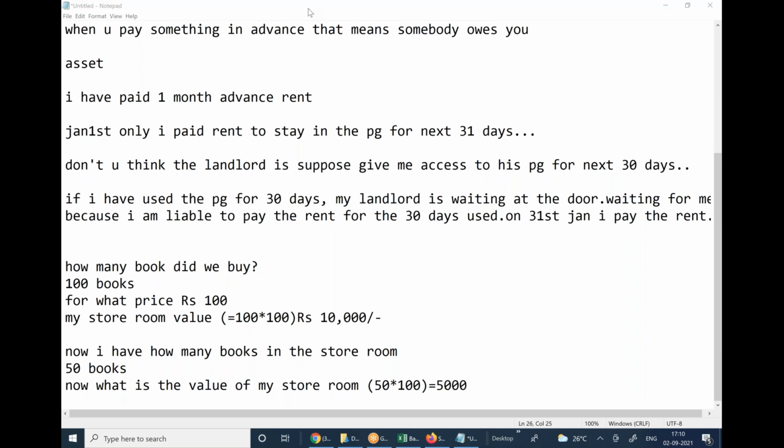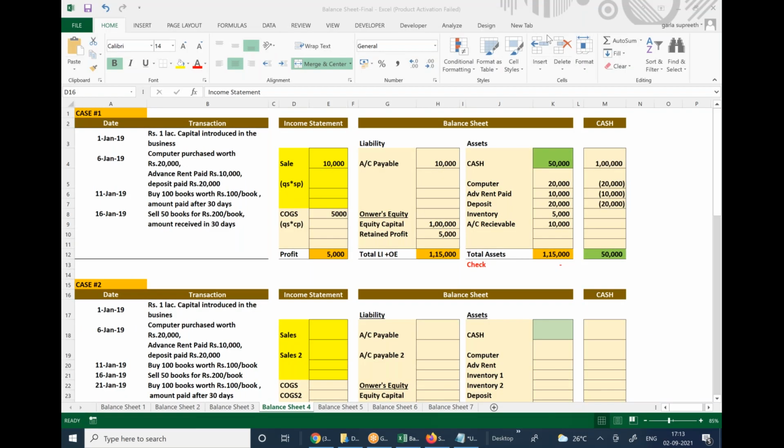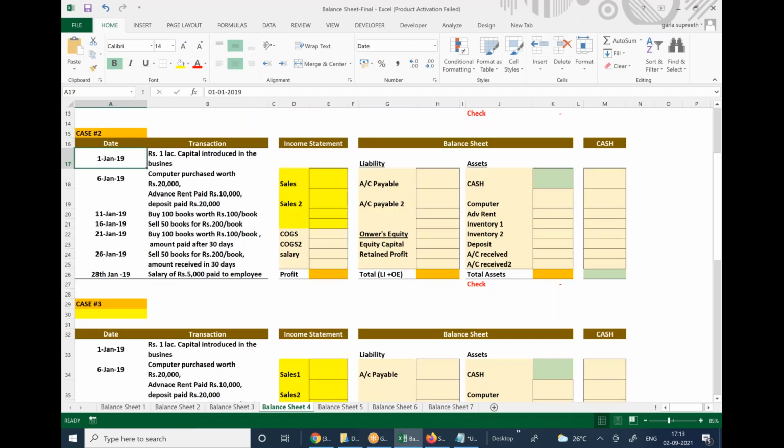Let us start. Given enough time, let's go through one by one. January 1st, 1 lakh capital introduced. Very much similar. I don't have to explain in detail. I'll quickly do it. 1 lakh. So what happens to my bank? 1 lakh. Computer purchase is 20,000. Same. Advance rent 10,000. Deposit 20,000.